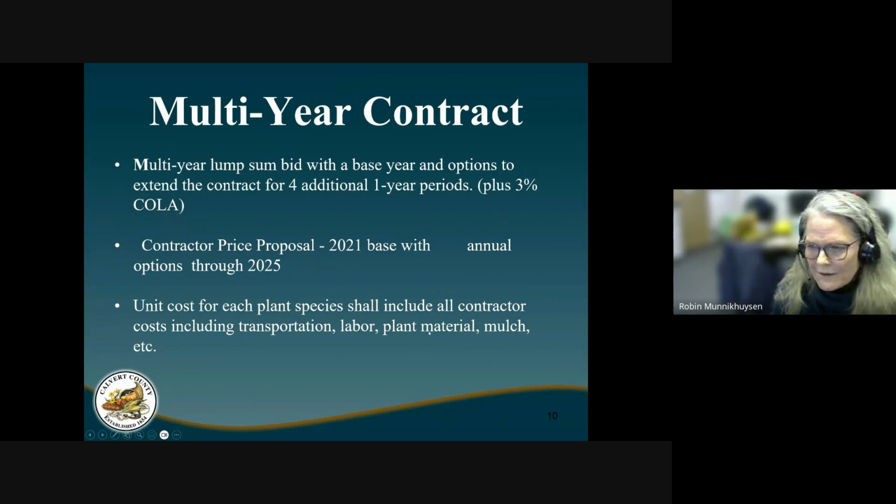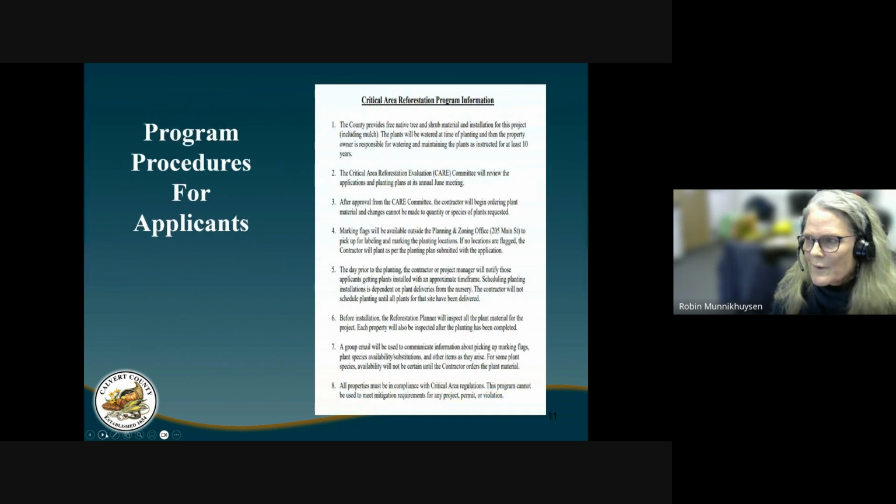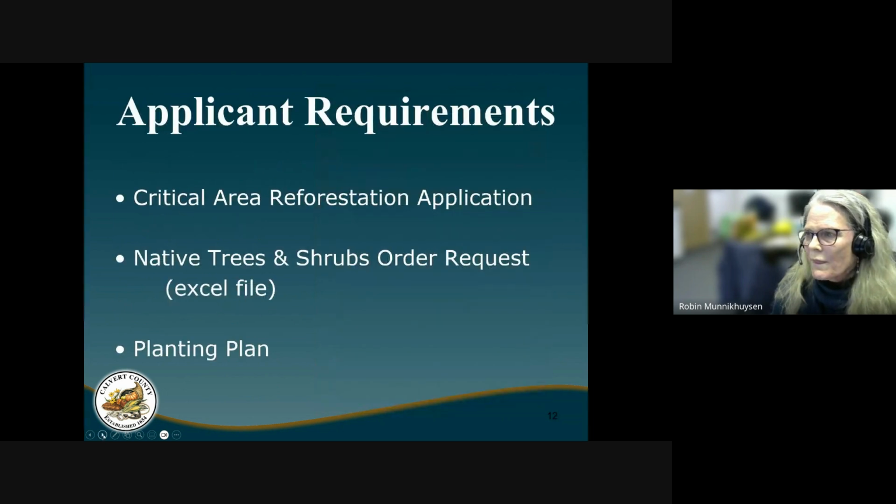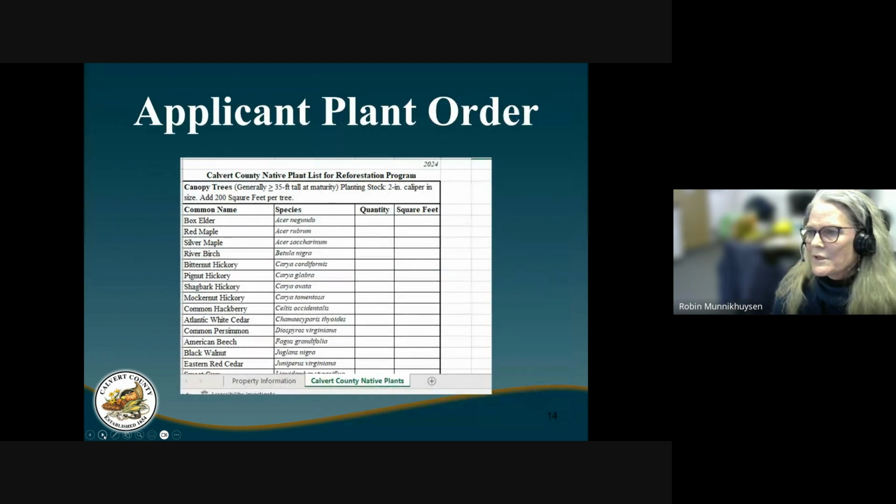Here, I think the next slide will explain this a little bit better. That's the application right here. This is pretty much what he bid on initially, and that bid amount stays the same for each species of native plants in Calvert County.